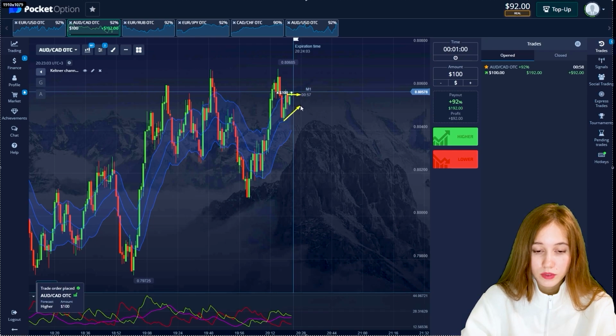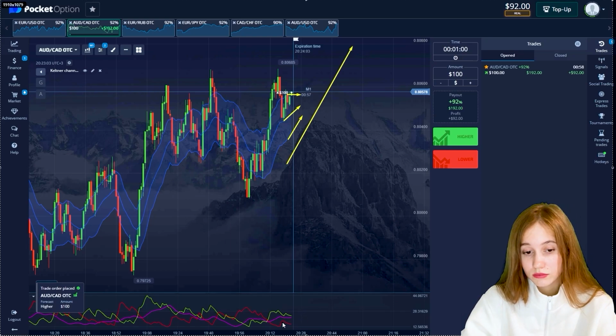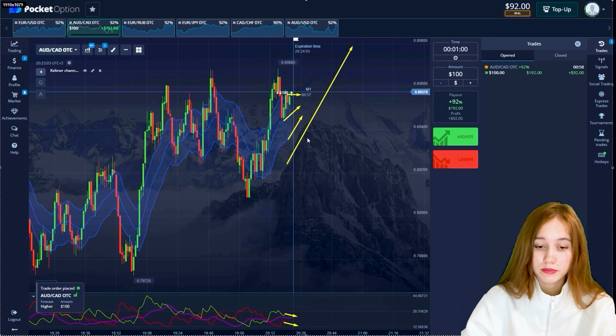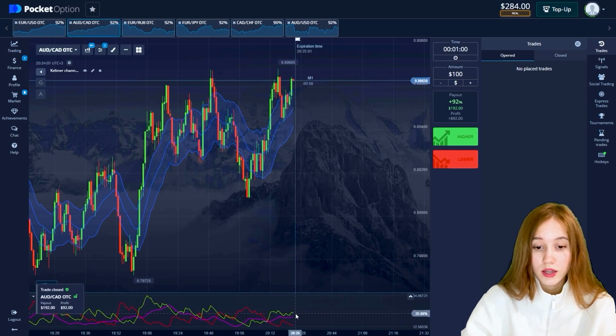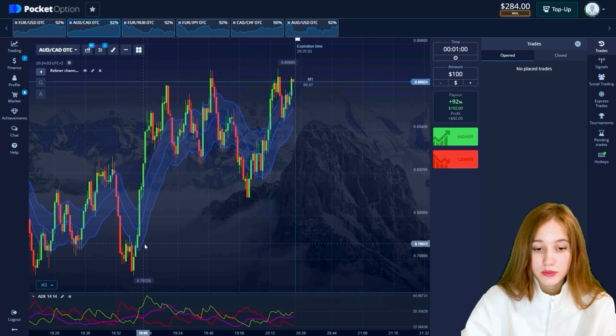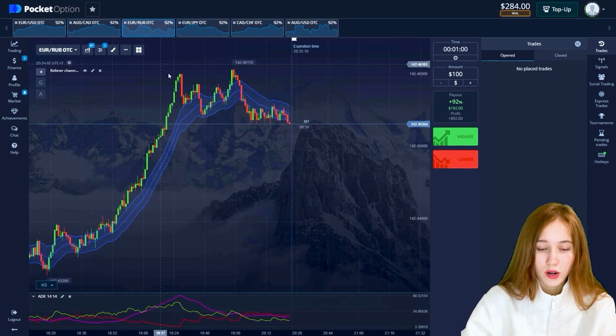Growth lines are moving up. By the X indicator, we see two moving relatively correct downwards. Growth. So profit is $92. Good. Let's move on. Let's up and down.